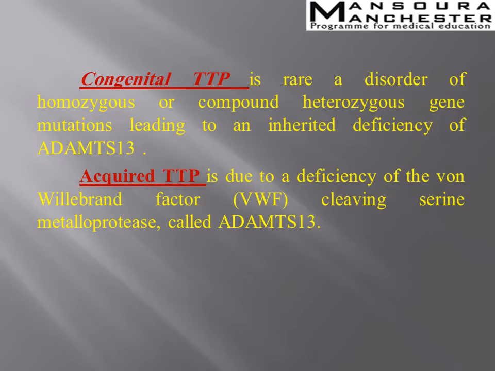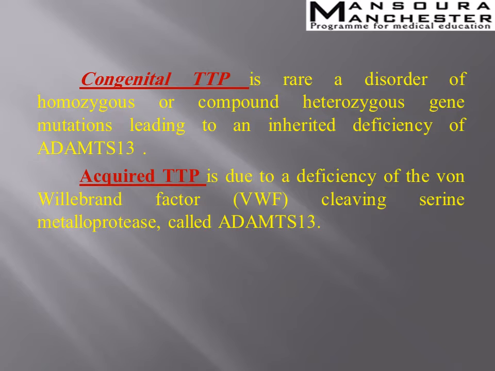We have two types of thrombotic thrombocytopenic purpura. Congenital thrombotic thrombocytopenic purpura is a rare disorder of homozygous or compound heterozygous gene mutation leading to inherent deficiency of ADAMTS13. Acquired TTP is due to deficiency of von Willebrand factor-cleaving serine metalloprotease called ADAMTS13. Anti-ADAMTS13 antibodies, mainly IgG, contribute to the pathogenesis of acquired TTP.